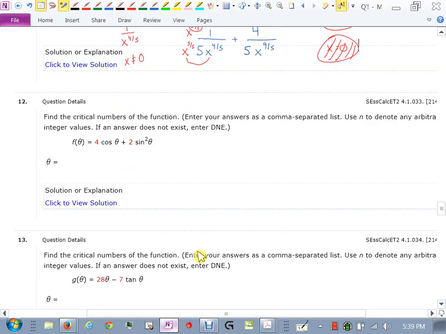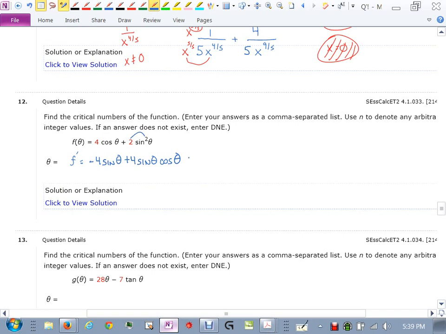All right, for this next one, we're trying to find the critical numbers of this function. So let me take the derivative. Got some trig stuff here. So derivative, I'll just say f prime. Okay, 4 times that, so it's negative 4 sine theta. And on this one, we need a little chain rule. So 2 comes out, so 4 sine theta to the first power, but then times the derivative of sine because of chain rule, which is cosine.